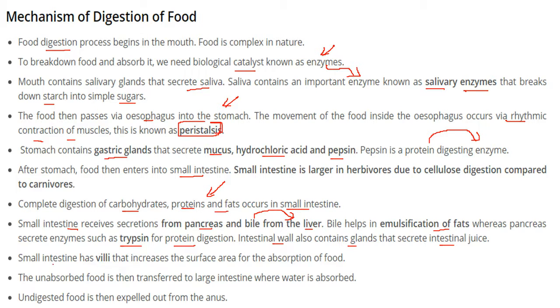Now the small intestine has villi. What they do is increase the surface area for the absorption of food, and this unabsorbed food is then transferred to the large intestine where the water is absorbed. The undigested food is then expelled out from the anus.